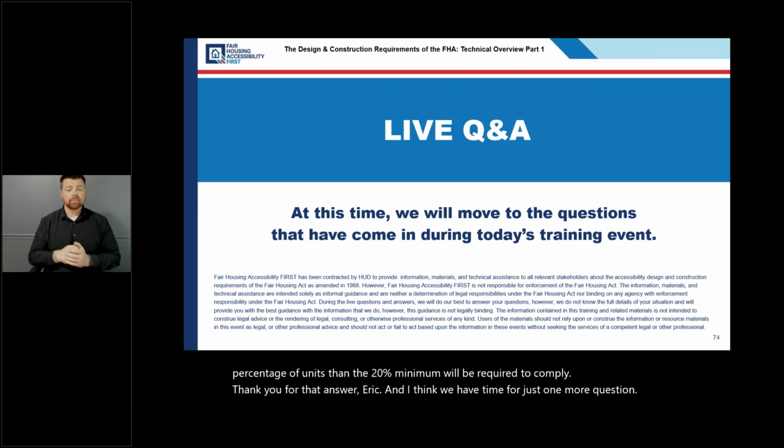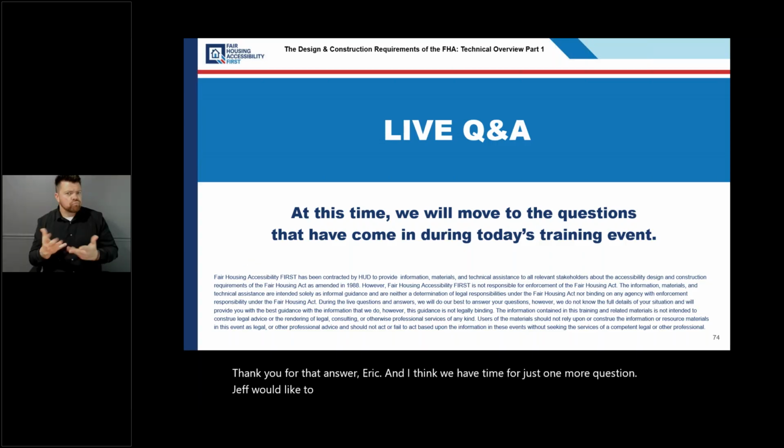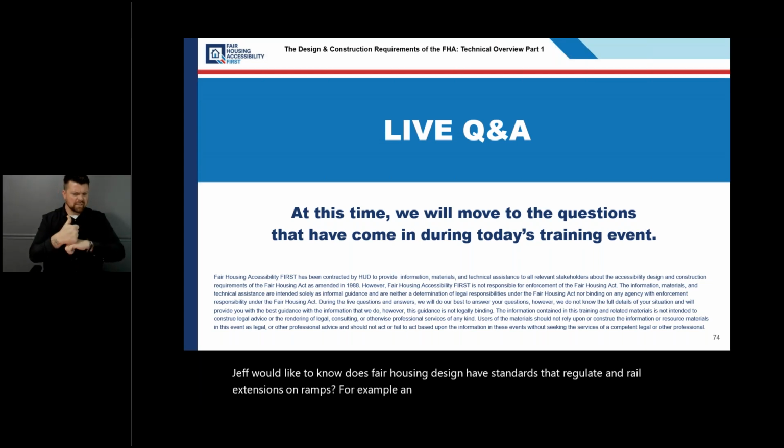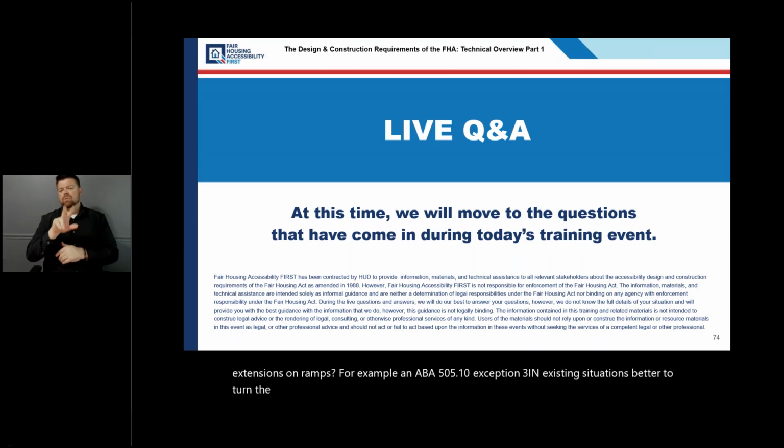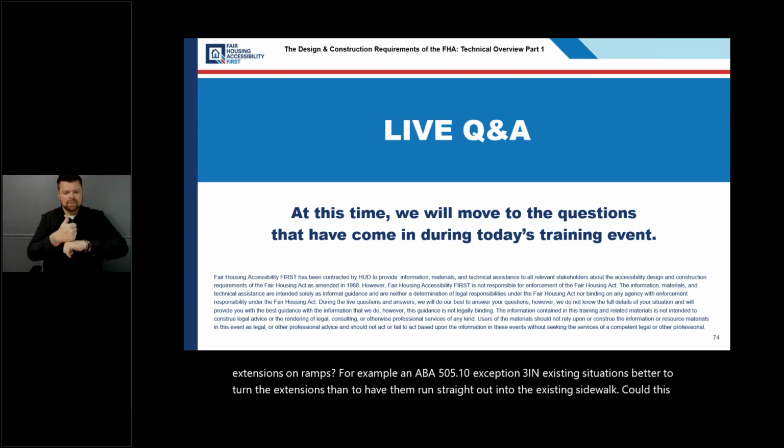Jeff would like to know, does fair housing design have standards that regulate handrail extensions on ramps? For example, in ADA 505.10, exception 3, in existing situations, it's better to turn the extensions than to have them run straight out into the existing sidewalks. Could this be a hazardous situation?